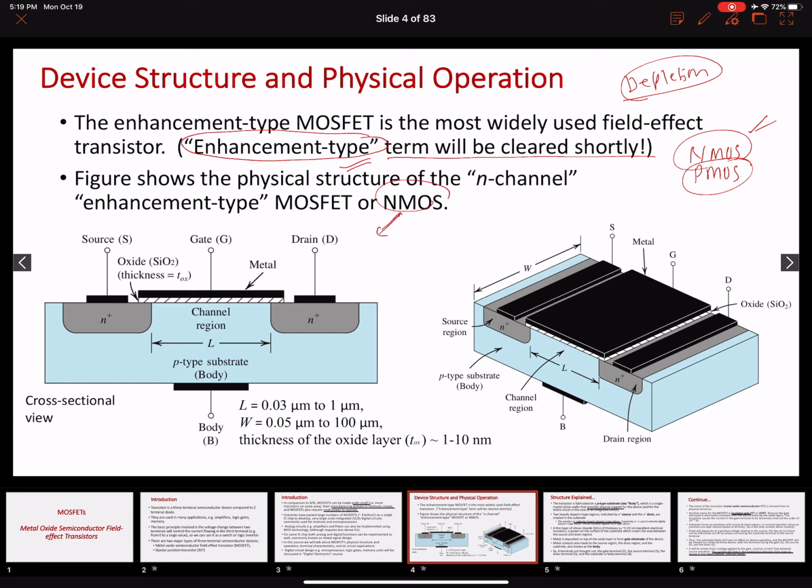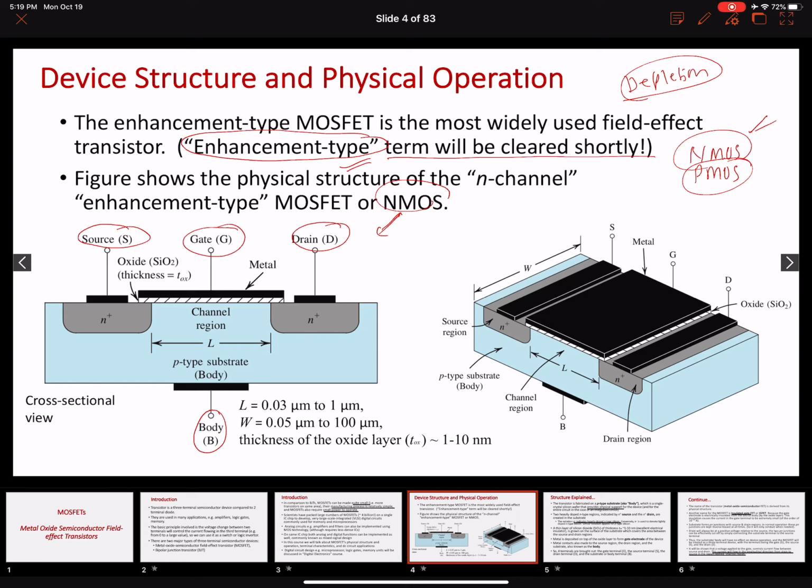Now, let's look at this structure. We have terminals. This is our source terminal. This is our gate terminal. This is our drain terminal. And this is our body terminal. So if you remember the last slide, I mentioned that the transistor is a 3-terminal device. So why do we have 4 terminals here?